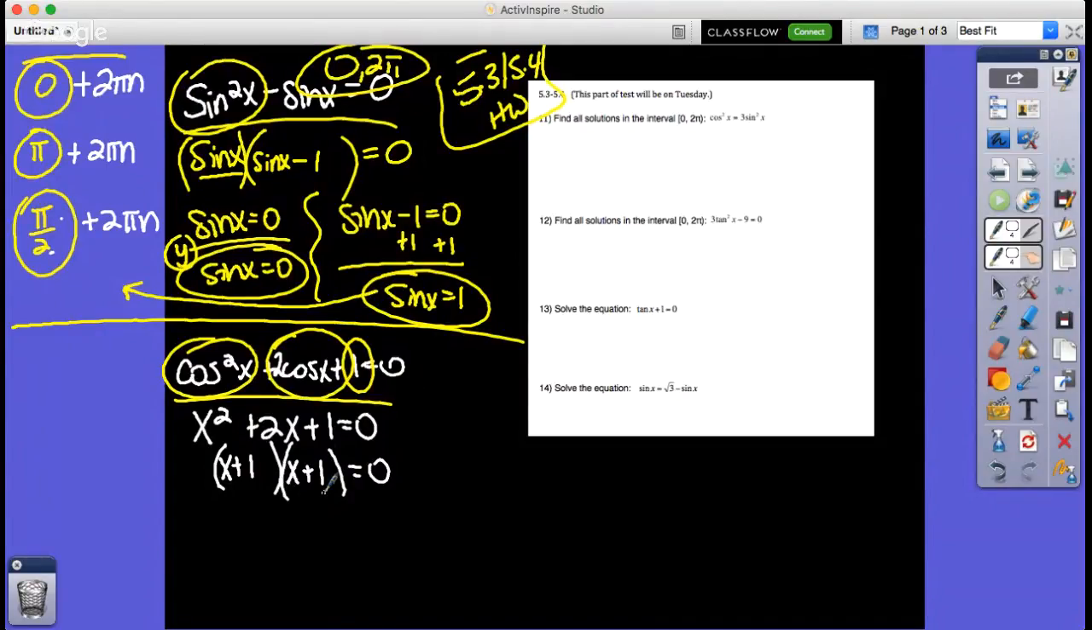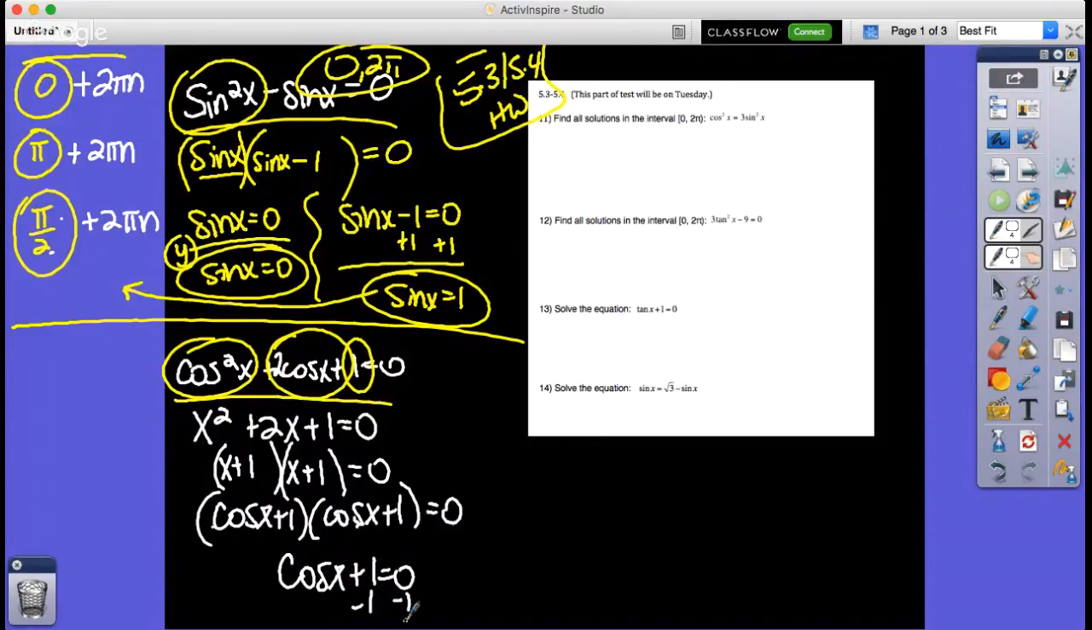So what we could do now, since we've got it factored, is plug cosine back in for x to get cosine of x plus 1 and cosine of x plus 1 equals 0. So I set both equal to 0, and since they're the same thing, we say cosine of x plus 1 equals 0 and subtract 1, to where then cosine of x equals negative 1.